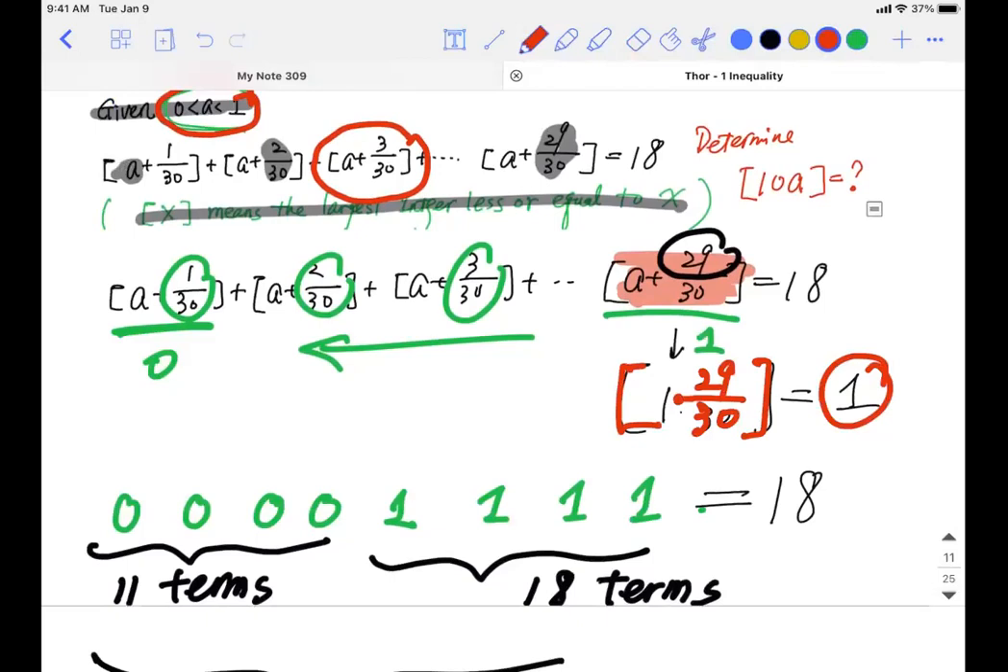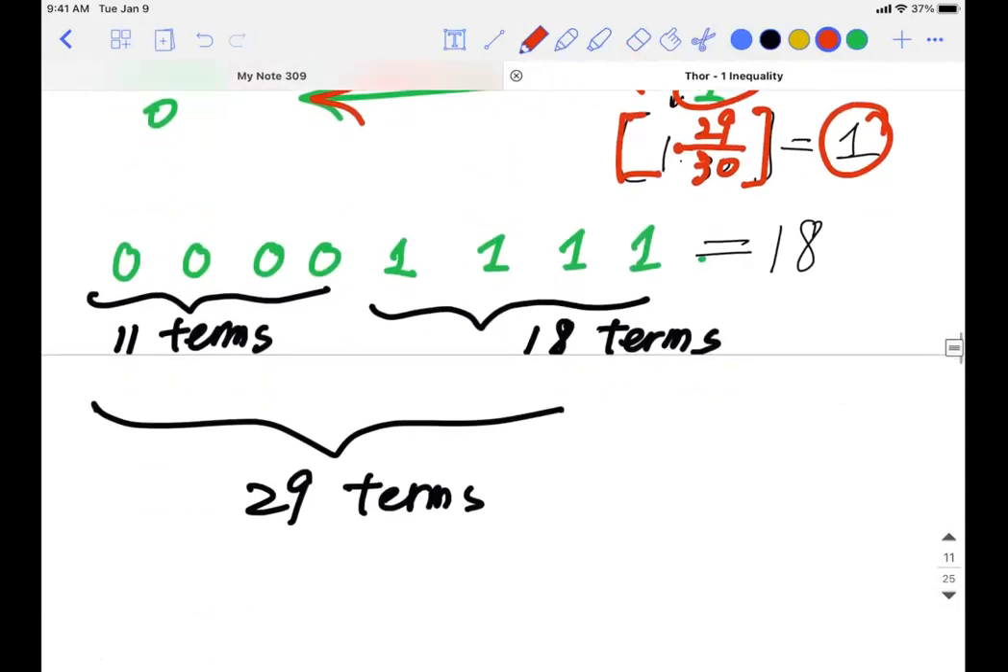If the last one you can only get 1, then what about the previous ones? They can be 1 or lesser than 1. There's no way to be 2, 3, 4, 5, and there's no way to be negative because a is positive. Everything is positive. So that being said, within these 29 terms, the first 11 terms are all 0. The last 18 terms are 1. Which makes sense. Does it make sense to you guys? All the other students, can I have some feedback? Are we all on the same page?